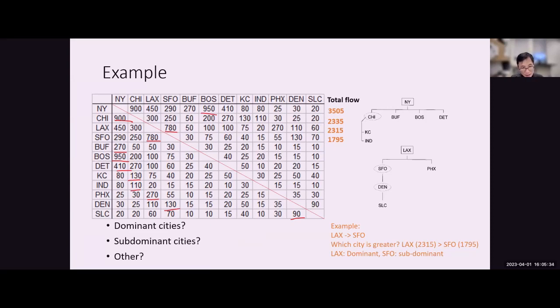Okay, let's figure out how to determine dominant, subdominant, and others using flow matrices. Let's do an exercise with this small example. Just assume that you have an origin-destination flow matrix among a handful of cities. Notice that this matrix is symmetric, which means that the values in the upper triangle and the lower triangle are identical.